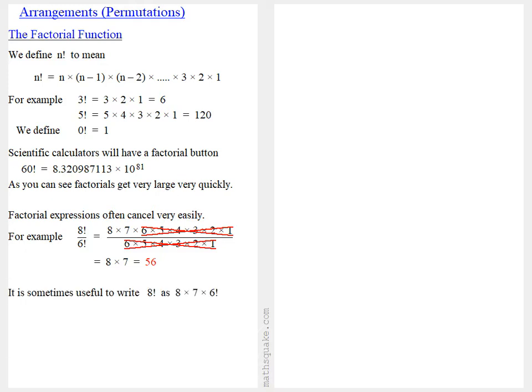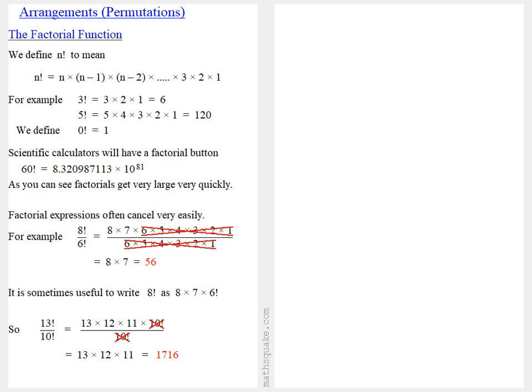In fact, it's sometimes useful to write 8 factorial as 8 times 7 times, and then just 6 factorial. So 8 factorial is 8 times 7 times 6 factorial. So if we had 13 factorial over 10 factorial, that would be 13 times 12 times 11 times 10 factorial, all over 10 factorial. 10 factorials cancel and we're left with 13 times 12 times 11, which is 1716.